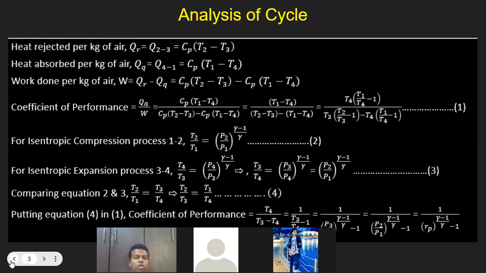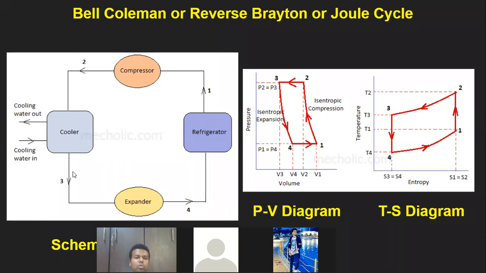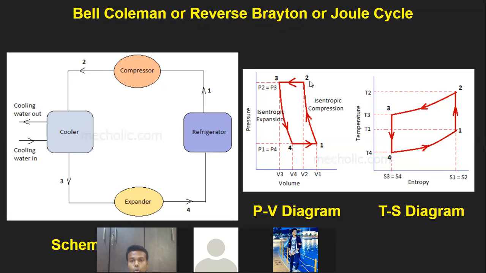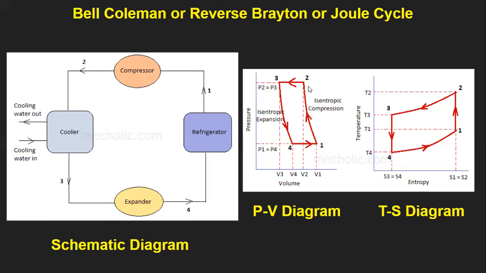The process 2 to 3 is done at constant pressure. Both the cooling and heating occur at constant pressure. As it is done at constant pressure, the formula is Cp into (T2 minus T3). Remember how to calculate heat rejected in the cooler. This 2 to 3 is cooling, which occurs in a cooler where pressure is constant. So if pressure is constant, how do we calculate heat?